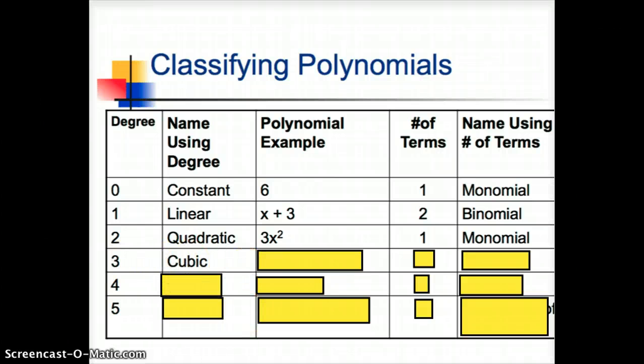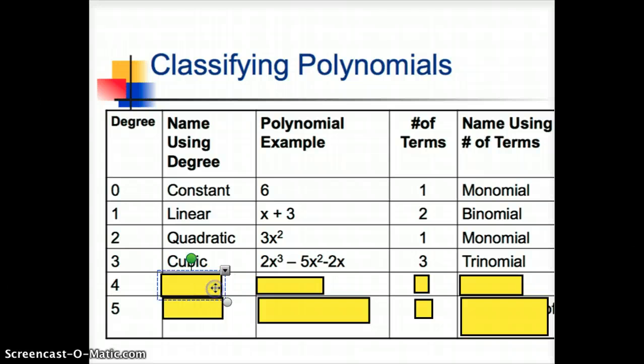Third degree, that's called a cubic. So that would be to the third power. All right, so something like this. 2x cubed minus 5x squared minus 2x. In this case, we have three terms, so we call it a trinomial.